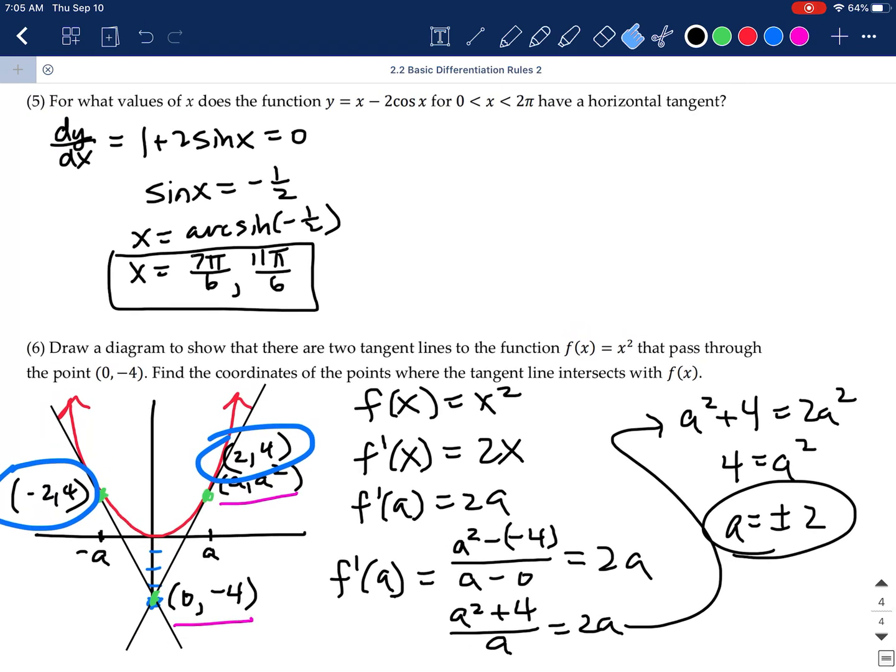So 6 is a really good example of extending our understanding of the derivative, specifically with graphical representations of the tangent line and a curve. So you're going to see this in your homework as well.